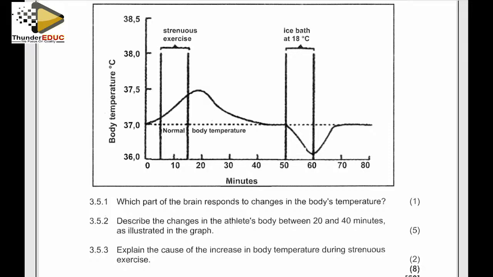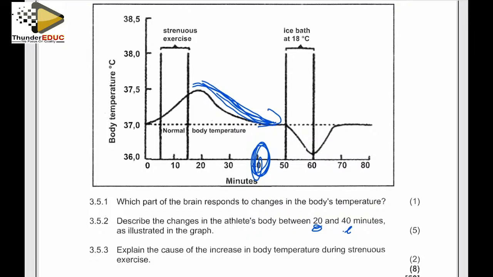What part of the brain is responsible for change in the body temperature? It is the hypothalamus. Describe the change in the athlete's body between 20 to 40 minutes. So meaning that the temperature was too high. So I am explaining when the temperature is too high, and then when it is going down. You understand? Yes. So I want to explain how it came from here to here.